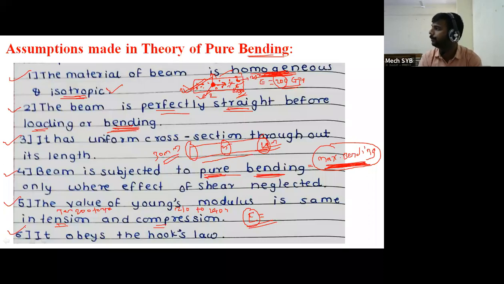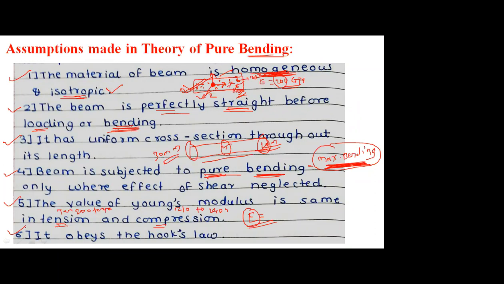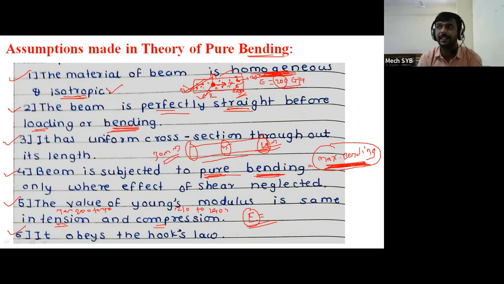So what is our Hooke's law? What is the statement of the Hooke's law? Within elastic limit, stress is directly proportional to strain. Correct. Within elastic limit, the stress is directly proportional to the strain.